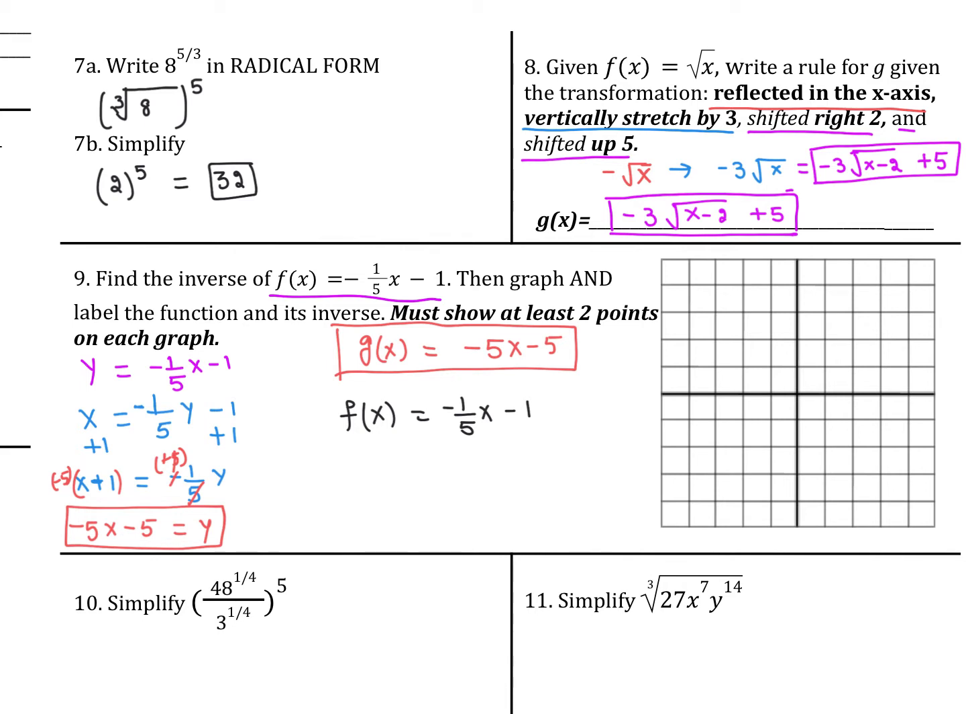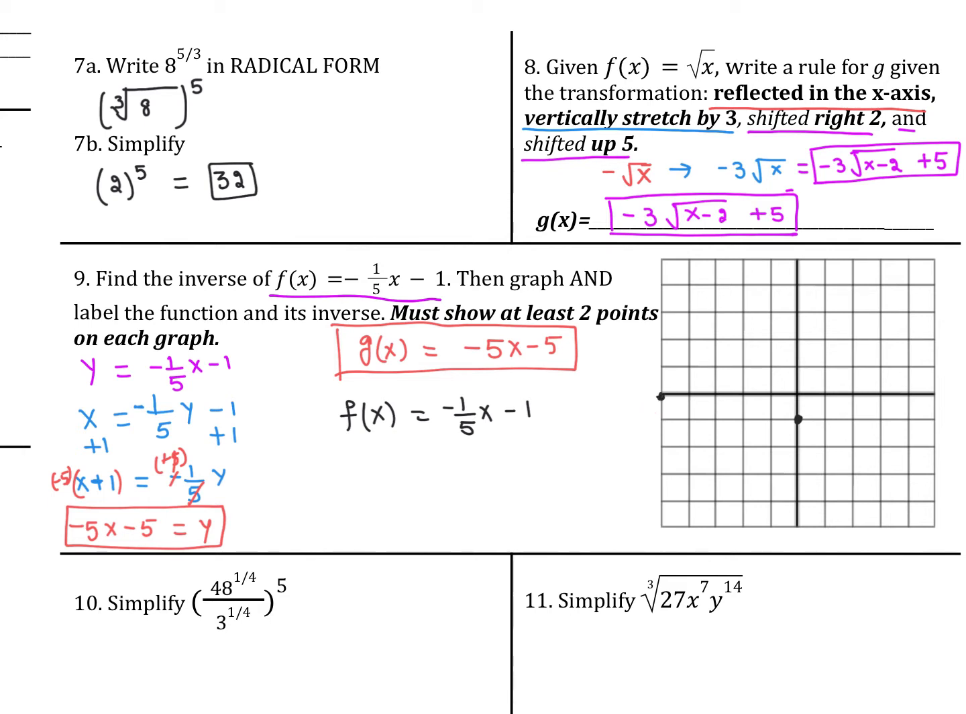The original function is f(x), and we are going to follow the mx plus b rule, where the y-intercept is -1. So here is the y-intercept. And then the slope is 1 over 5. So you're going to rise 1 over 5. So 1, 2, 3, 4, 5. So this is my next point.